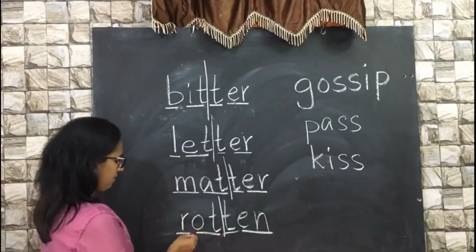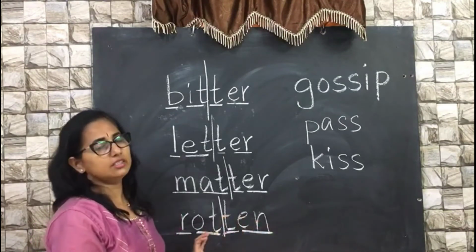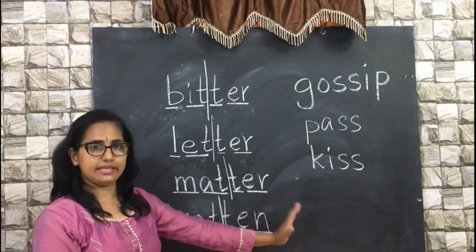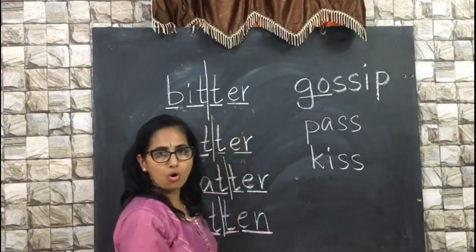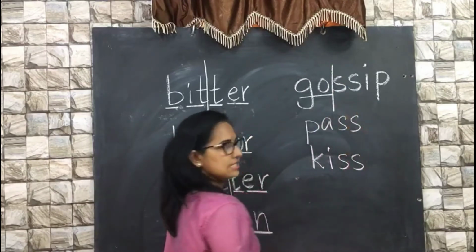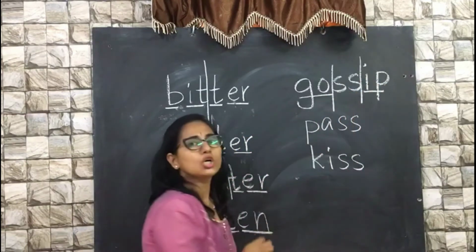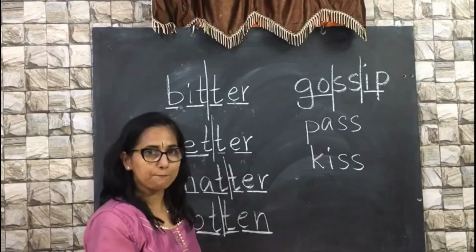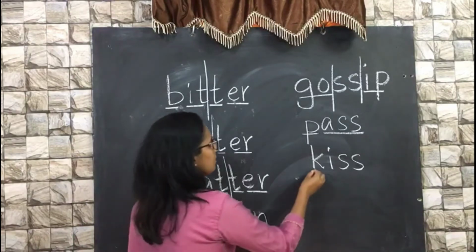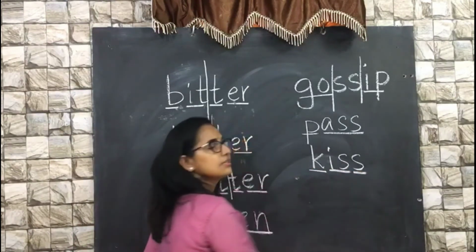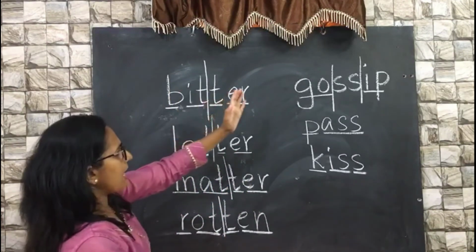The same way, here we have r and o together, t and ten, rot, ten, rot, ten, rotten. Here, g, o, go, double s, s, ip, go, s, ip, gossip. Right? Here, p, as, pass. Like this. Here I have used very few words using I, E and O vowel.